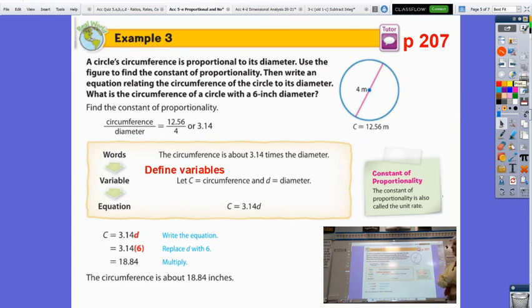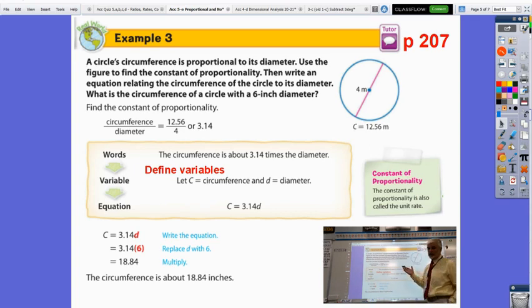Example 3. A circle's circumference is proportional to its diameter. Use the figure to determine the constant of proportionality. Then write an equation. All right, so we're going to write an algebraic equation to represent this situation. When you have a proportional relationship, you can use the constant of proportionality to show the relationship between the two quantities. Okay, so first find the constant of proportionality.